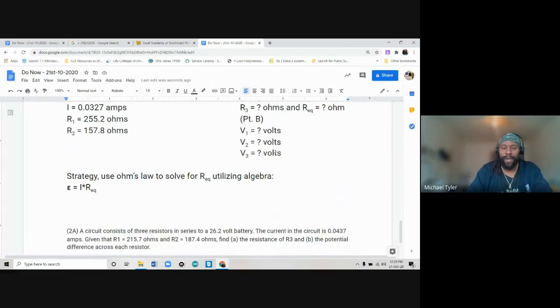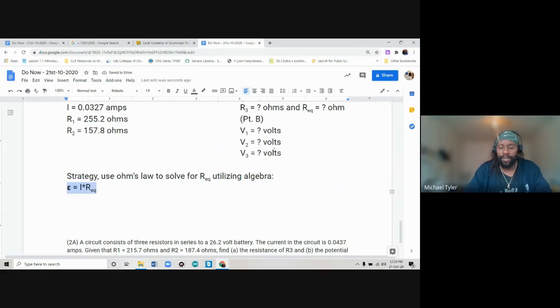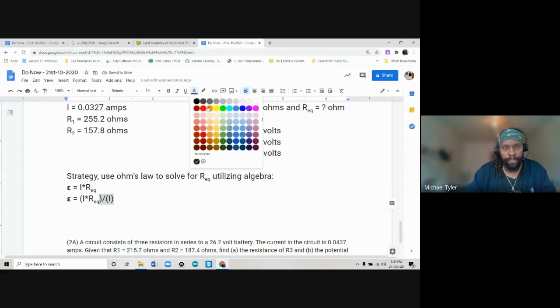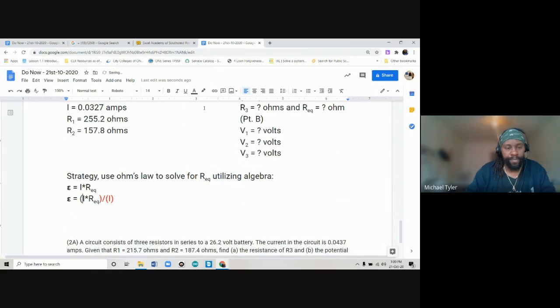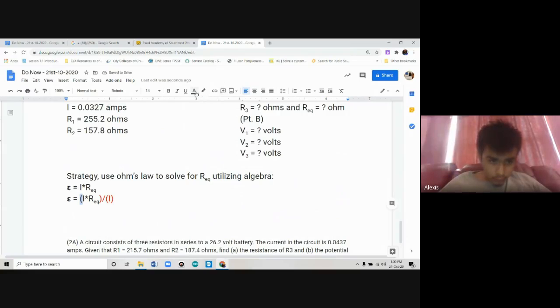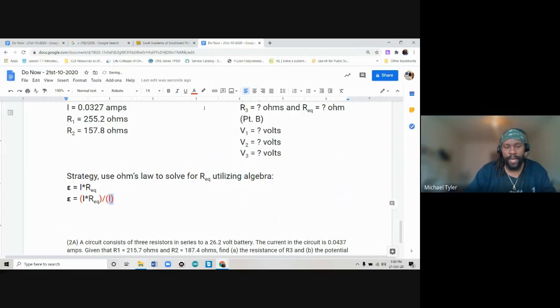Okay, so strategy. We're going to solve for REQ using algebra. You just do what you know about algebra. Get REQ by itself. So if I is multiplied by REQ, you got to divide by I, right? Let's go ahead and take care of that. Put parentheses around this because it's a product, but I want to divide out what I don't want next to my REQ, and that's I. These are the changes to the equation. But in algebra, what you do to one side, you got to do to the other, right? So let's do that.